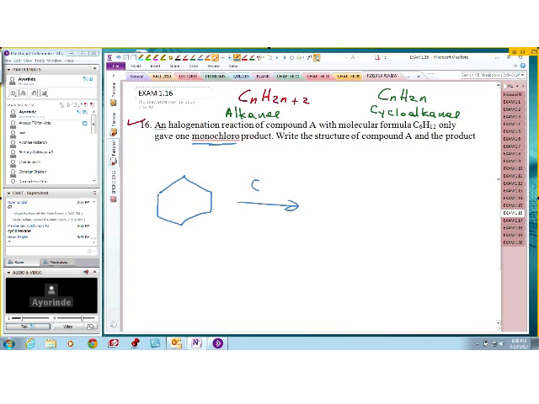Okay. So if you take cyclohexane and react it with chlorine in the presence of light, you only get one monochloro product, because all of the hydrogens in cyclohexane are chemically equivalent. Okay? And that is the answer to that. So they want you to give the starting material, which is compound A. They also want you to give the product, which is this here, chlorocyclohexane.